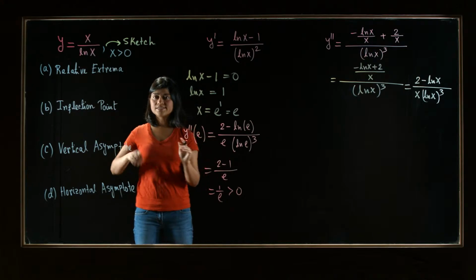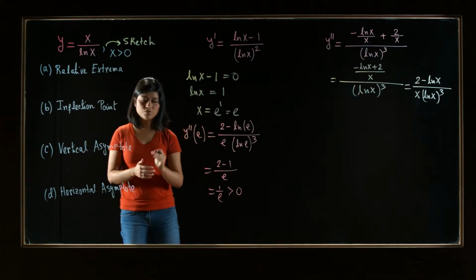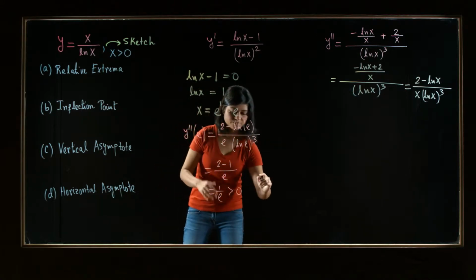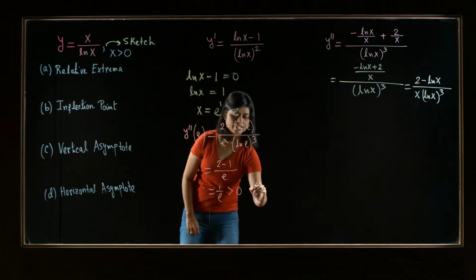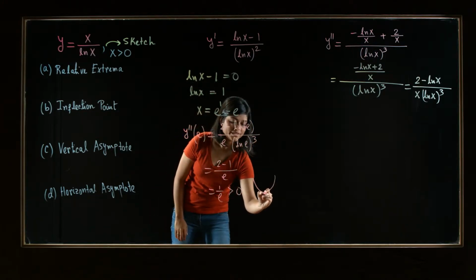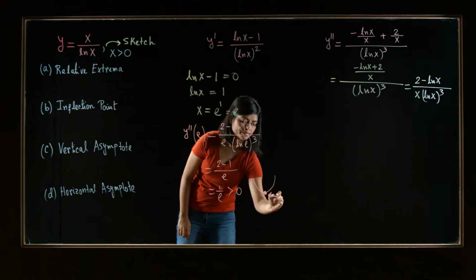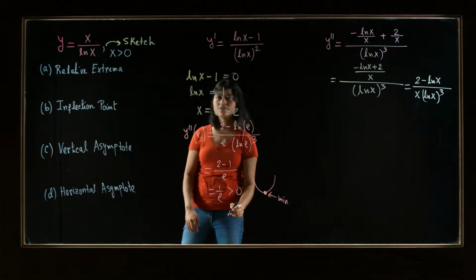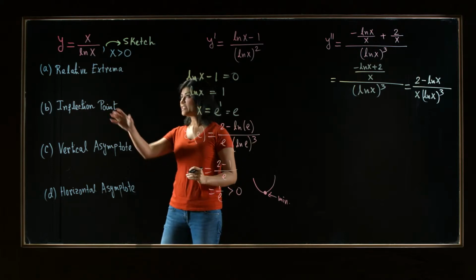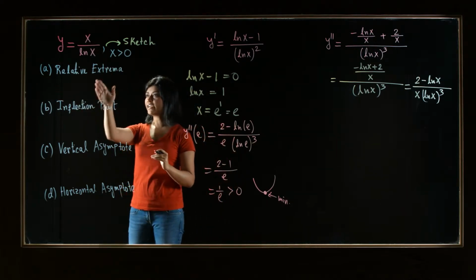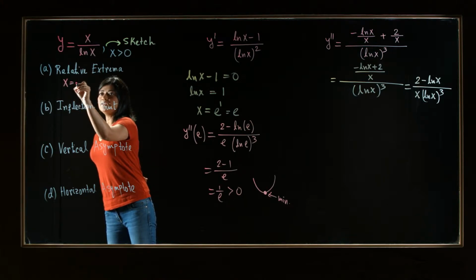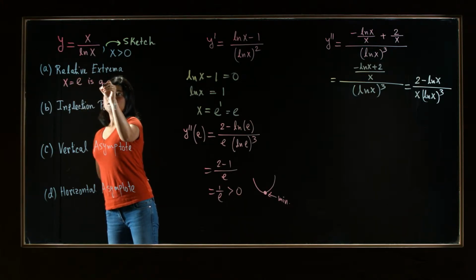Okay. Second derivative, positive. What does that mean? That means the curve for this function right here is concave up. Positive means concave up, and concave up means it has a minimum. So we know that at x equals e, the function will have a minimum. So let's come back here, and in our relative extrema, we write that down: x equals e is a min.